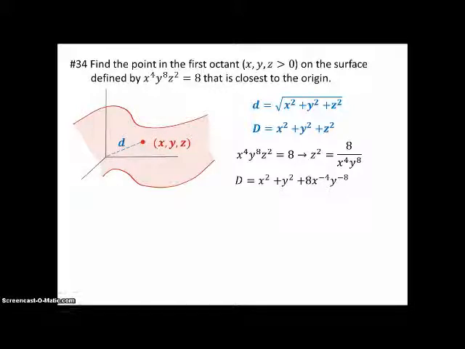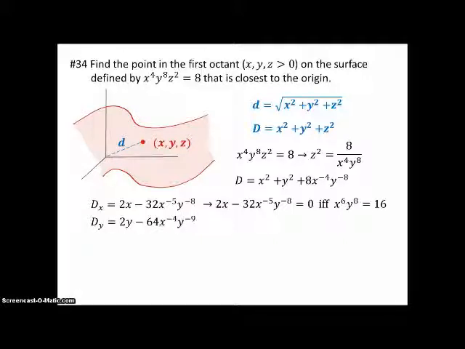Now in order to minimize it, we need to set the two partial derivatives with respect to x and y equal to 0. So here's a partial derivative with respect to x. And if we set that equal to 0, we can solve it for x and y. And then when we do this again for the partial derivative with y, we'll have another expression in x and y, which we will then be able to use together with this one to solve for x and y. So here's the partial derivative with respect to y. Set it equal to 0, and we get x to the fourth, y to the 10th equals 32.